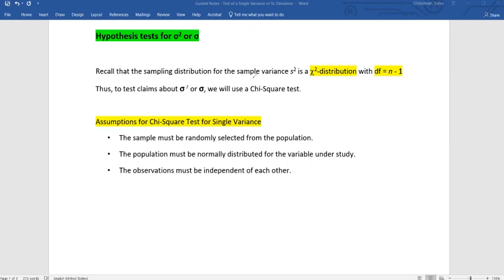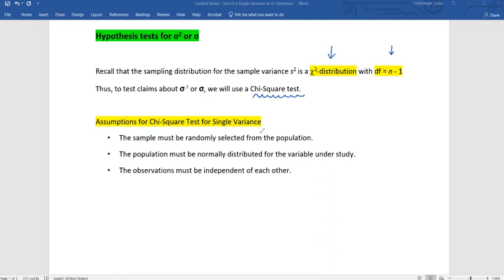Recall that the sampling distribution for the sample variance, S squared, which is the notation for the sample variance, is a chi-square distribution. In this chapter, we talked about chi-square distributions in the previous video, so you know what the chi-square distribution is and how it looks. And recall that the degrees of freedom for this distribution is the sample size minus 1. To test claims about variance or standard deviation, we will use a chi-square test.